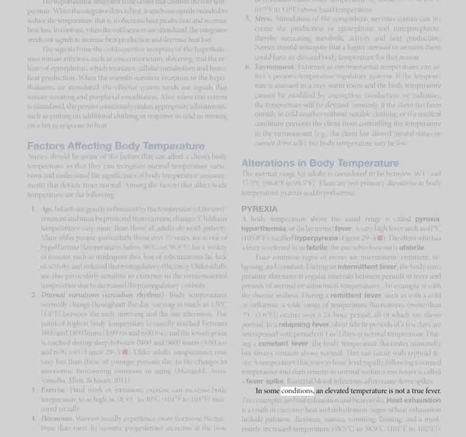In some conditions, an elevated temperature is not a true fever. Two examples are heat exhaustion and heat stroke. Heat exhaustion is a result of excessive heat and dehydration. Signs of heat exhaustion include paleness, dizziness, nausea, vomiting, fainting, and a moderately increased temperature, 38.3 degrees Celsius to 38.9 degrees Celsius, 101 degrees Fahrenheit to 102 degrees Fahrenheit.